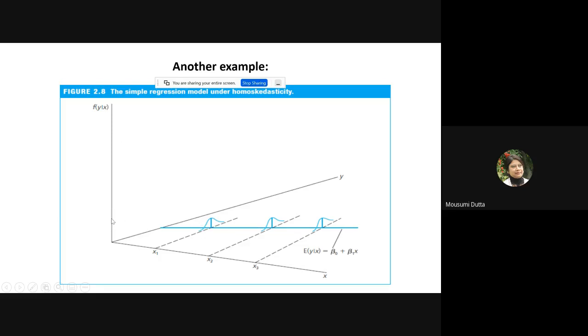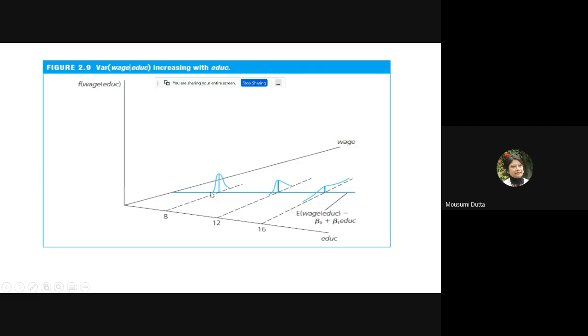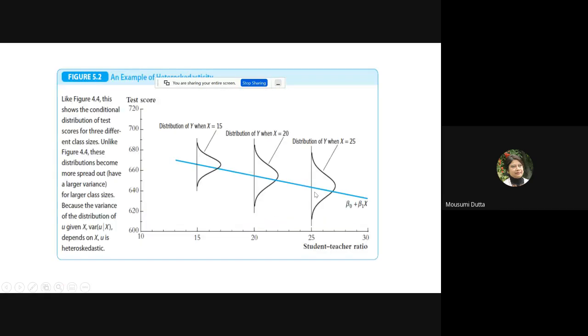So if I consider this vertical length of the distribution, we are finding that these lengths are the same. Whereas if you look at this 3-dimensional plot, we are finding that the wage, which is determined by education, has a spread that is changing as we are moving along the line. So this is the presentation of heteroscedasticity. This one and this one are examples of heteroscedasticity.